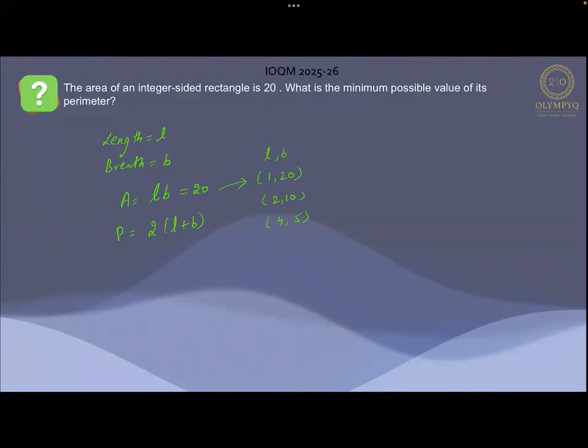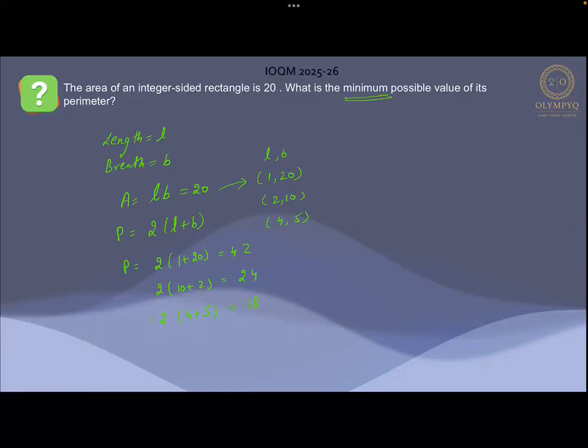Now the perimeter we need to check for each and every one. The perimeter in the first case will become 2 times (1 plus 20), so that is going to be equal to 42. The next one is the same way, 2 times (10 plus 2), so that is 12 into 2, which is 24. And the next case is 2 times (4 plus 5), so that will be 9, and 9 into 2 is 18.